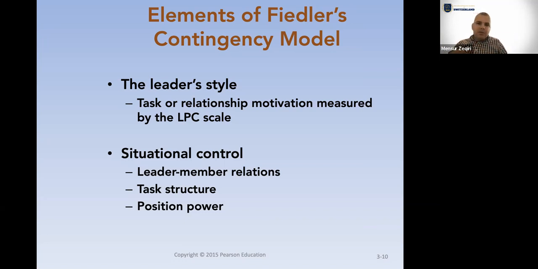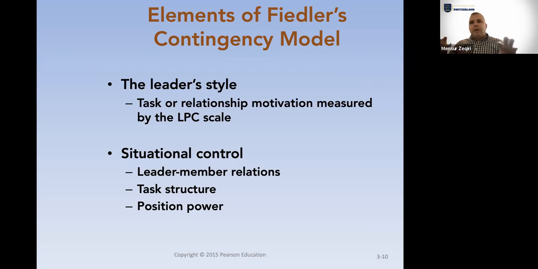The first is the relationship between the leader and the followers, the leader-member relations. The second is the amount of structure of the task, and the third is the position power that the leader has. These three elements combine to define the amount of control that the leader has over the situation. Again, for this one, you have a self-assessment at the end of the book. If you have time after the class, you can go and self-assess yourself with regard to this.